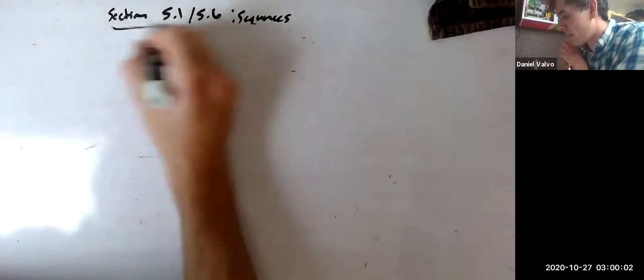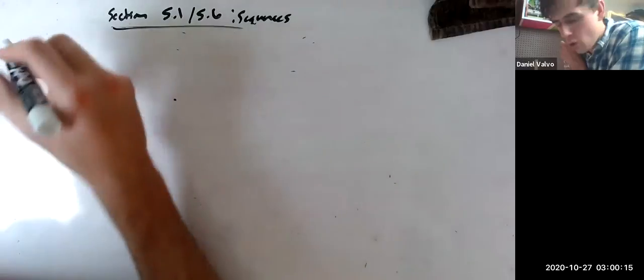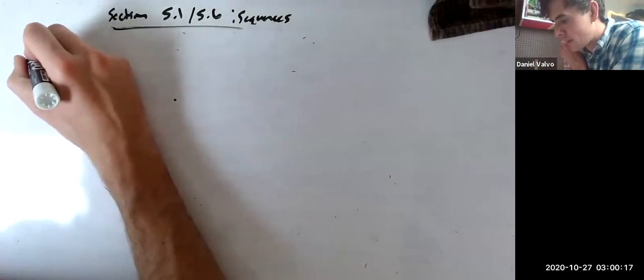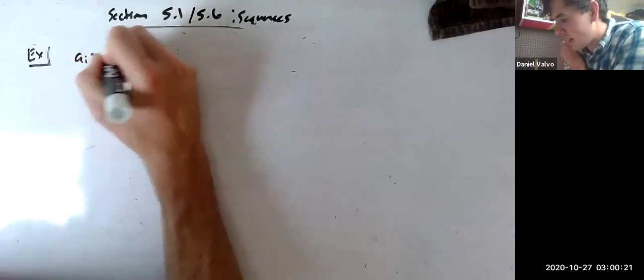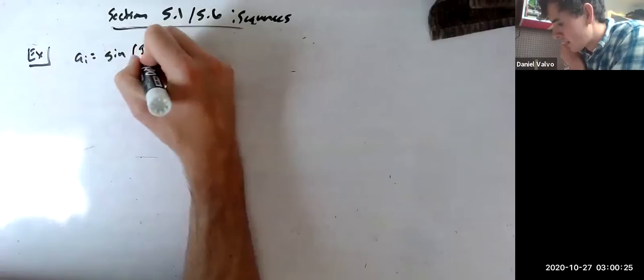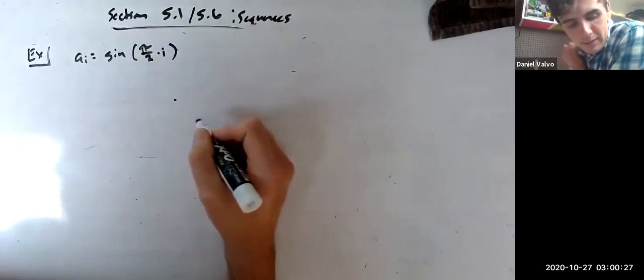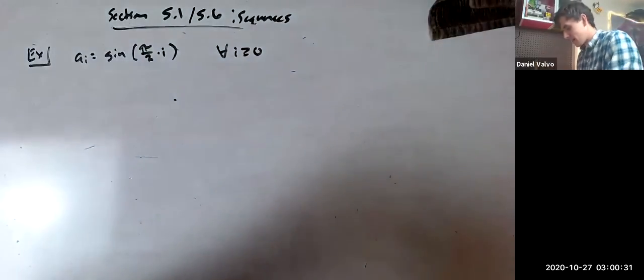So for example, what if our sequence was, actually, let's do one more example when we have the explicit form. So another example when we're given the explicit form is, what if we say that a_i equals sine of pi over 2 times i for all i greater than or equal to 0.